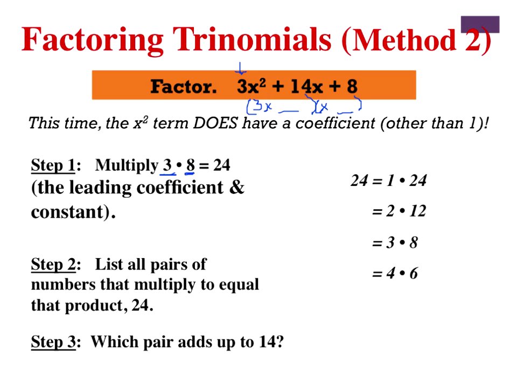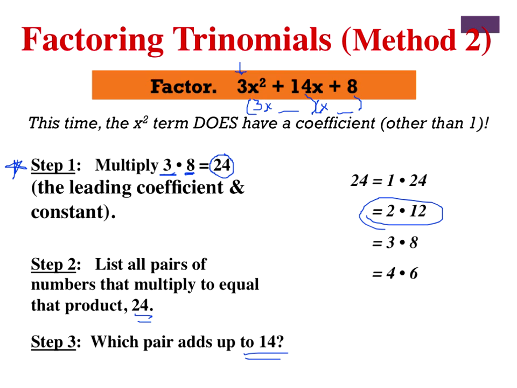What you're going to do is multiply the leading coefficient, in this case 3, by the constant, in this case 8. So we have 3 times 8 is 24. We want to list the pairs of numbers that multiply to equal this newfound product of 24. So note, we're not just looking at 8, our constant, we're looking at our leading coefficient times our constant, which is 24. And so we look at 24 and we figure out what pair adds up to 14. And that would be 2 times 12.